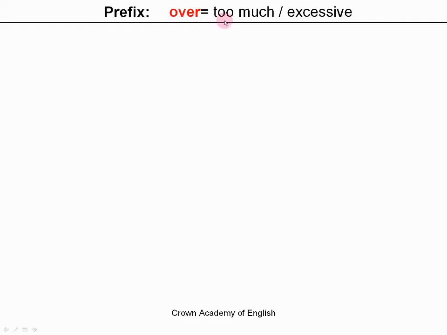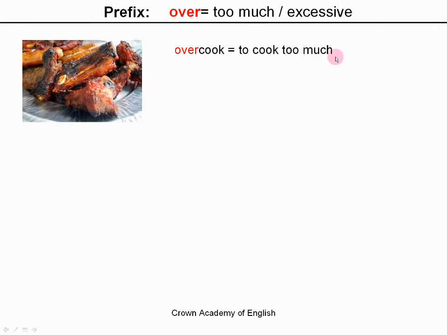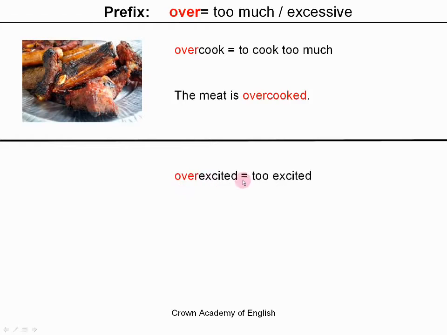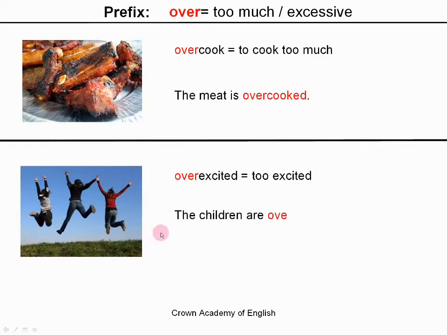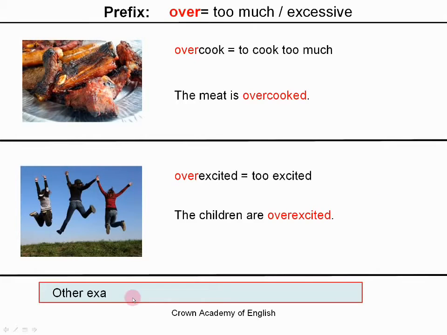Over means too much or something excessive. To overcook means to cook too much. The meat is overcooked. Overexcited, too excited. The children are overexcited. Other examples: to overcharge, overconfident, overrated.